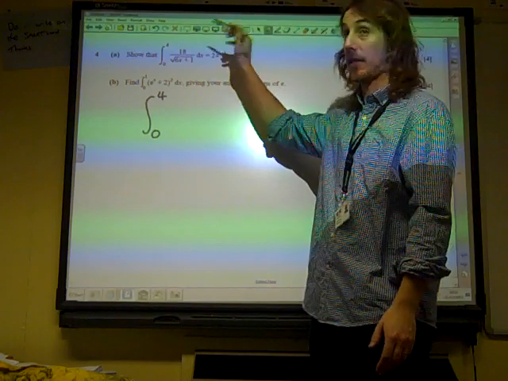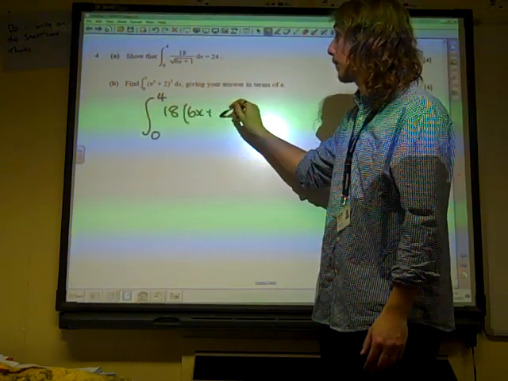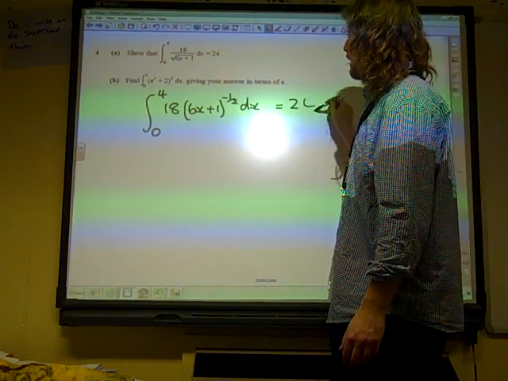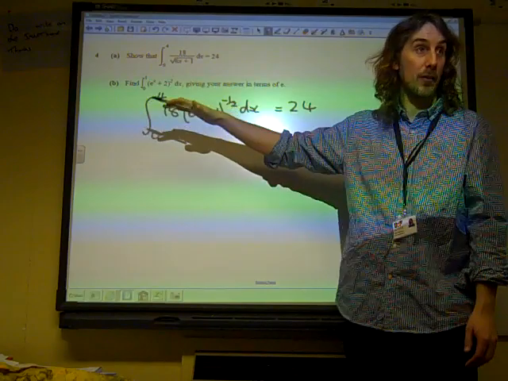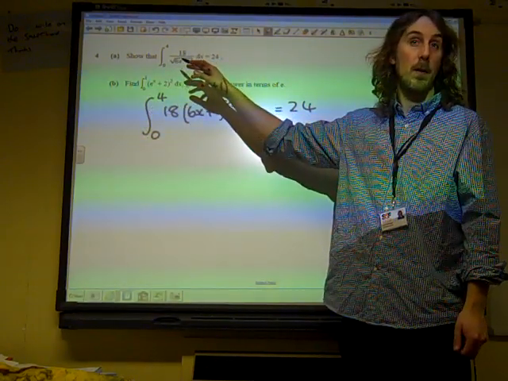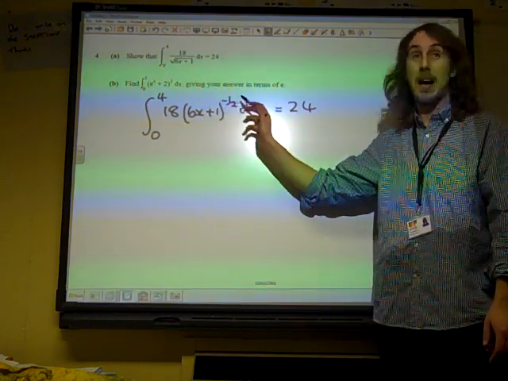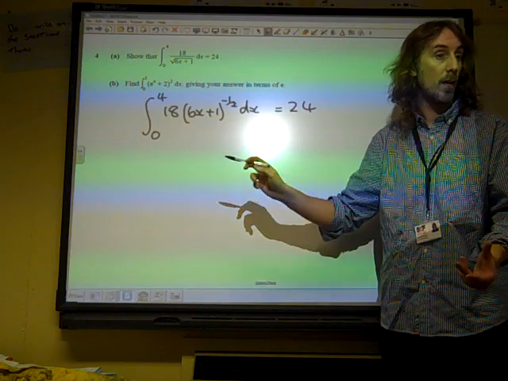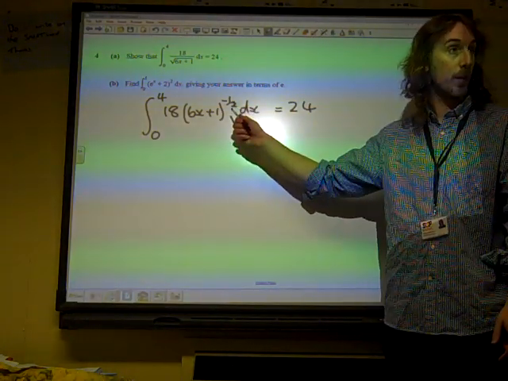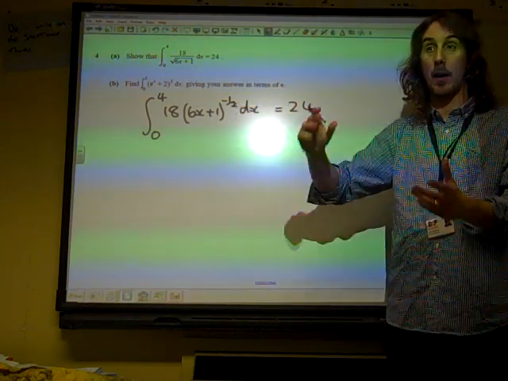So let's start by saying this is 18 times 6x plus 1 to the minus a half. Okay, and that's essential to get that sorted first. I know that is what we started with. Now, we know that if that power had been a minus 1, this would have been a natural log type integral. But it's not, it's a minus a half. So it's the standard type where we're going to add 1 to the power and divide by the new power.